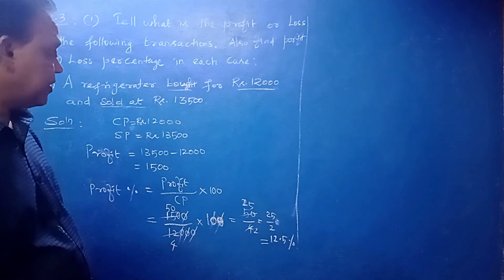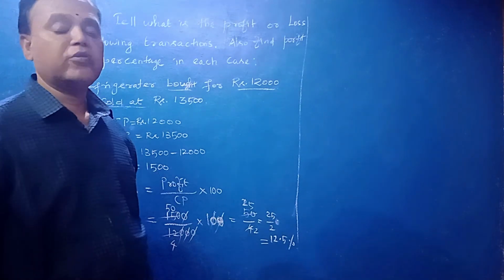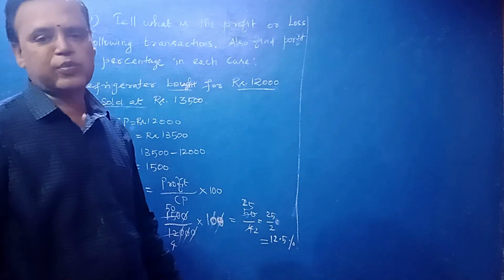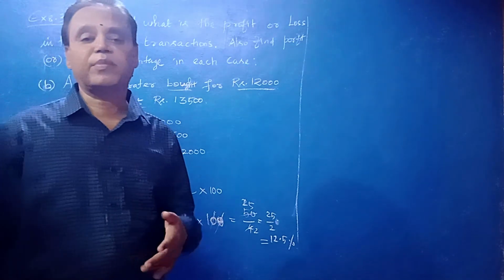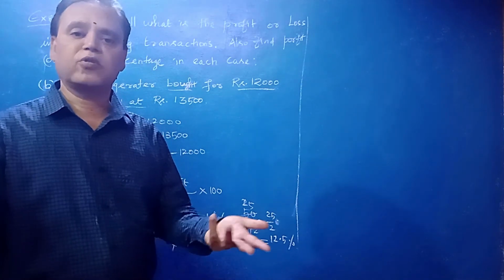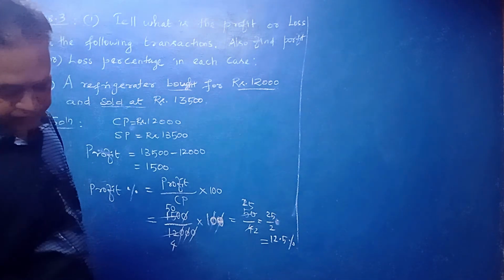Sometimes it will be in decimal, you can change it. Clear? Fraction 25 by 2, change it into decimal percentage. Sometimes profit percent may be 12%, 12.5, 20%, 20.5 like that.